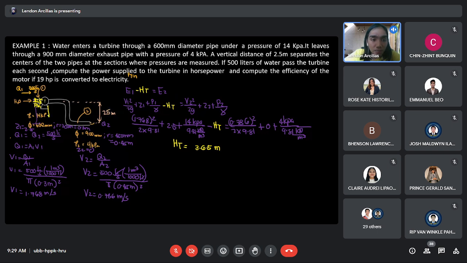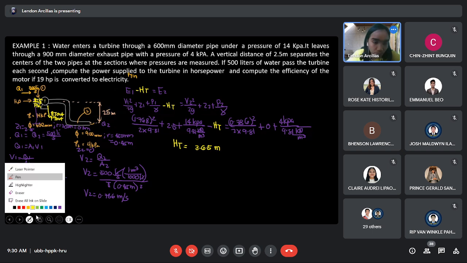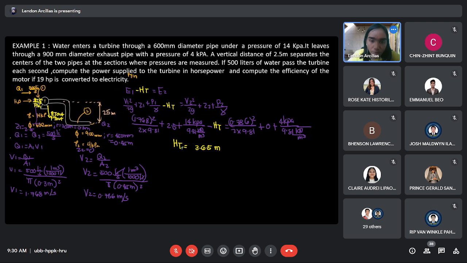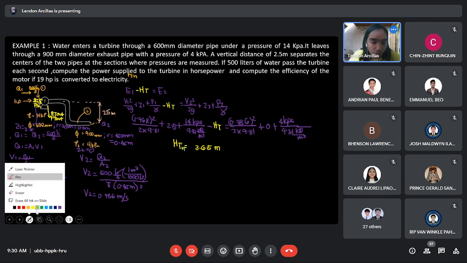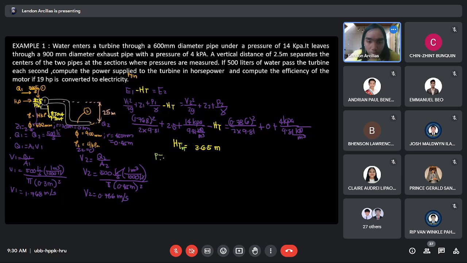Outside of it, i-convert kasi niya. So, ang outside niya is HT out and PT out. Meaning, since this is the system, ang HT na to is yung HT in. Okay? Bakit ko siya nilalagay ng paganito? Kasi magkakaiba yung value ng HT out sa HT in. To find the PT in, okay? To find the PT in, ang formula is discharge times the specific weight times the HT in.